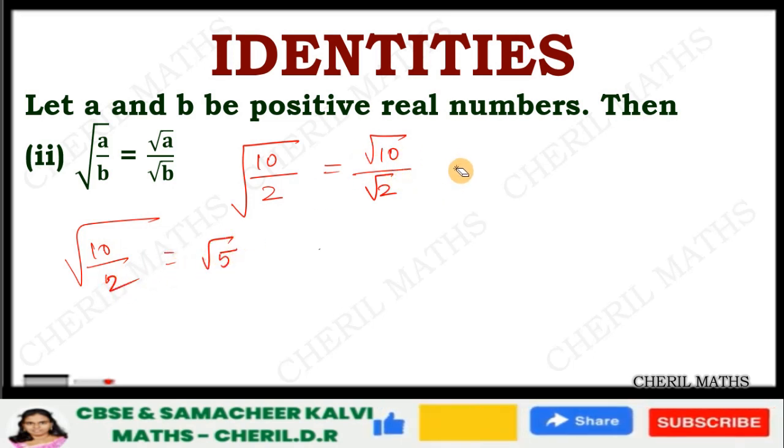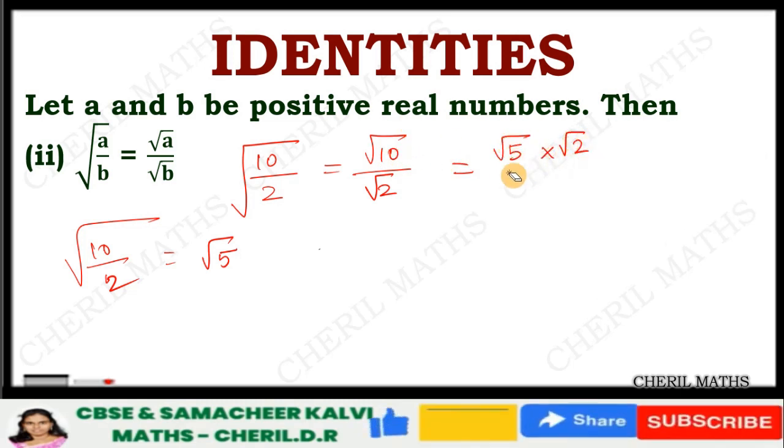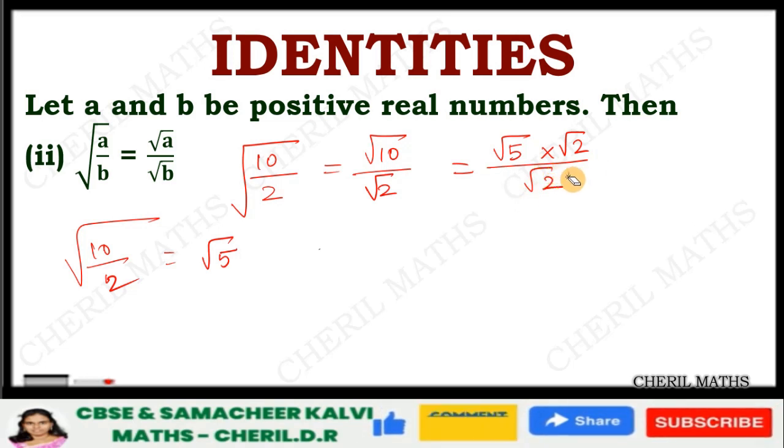So here, we know from the previous rule that the square root of 10 can be written as the square root of 5 into the square root of 2, divided by the square root of 2. Now what is the answer we are getting? Square root of 5. Is it the same in both ways? Yes. So it's all very simple things, but where you tend to make some mistakes also.